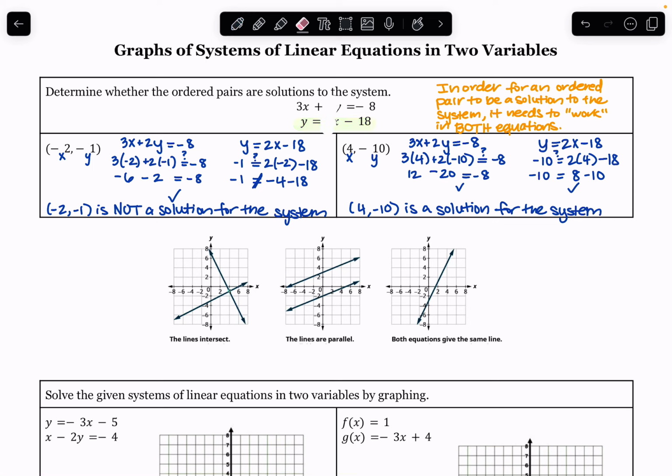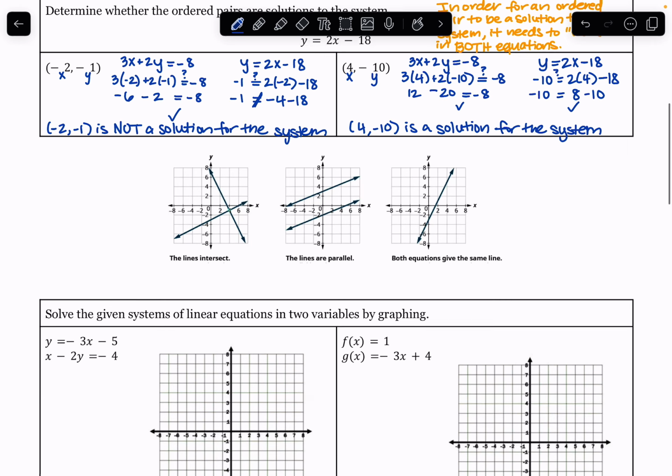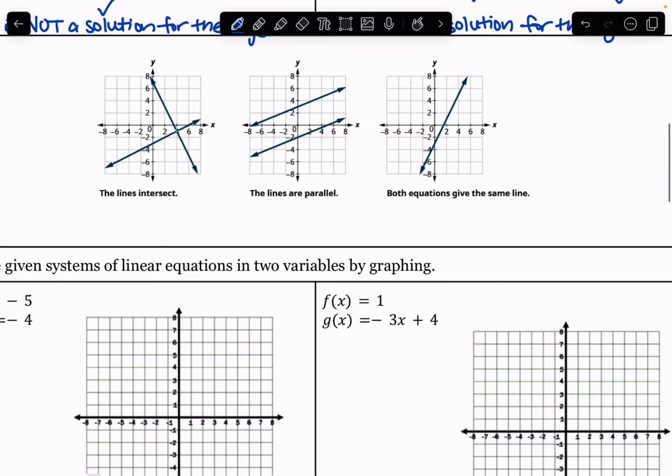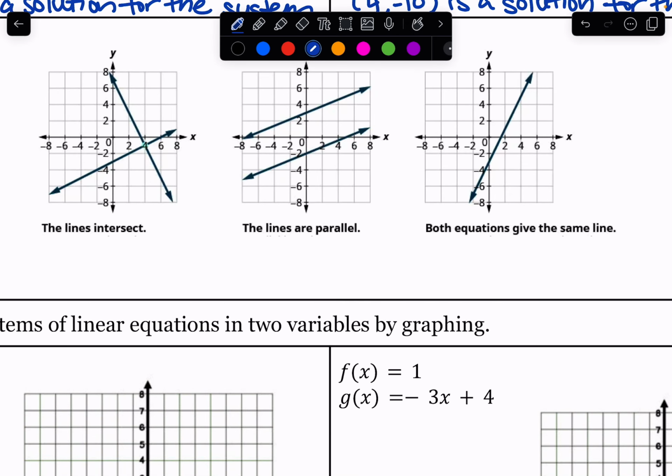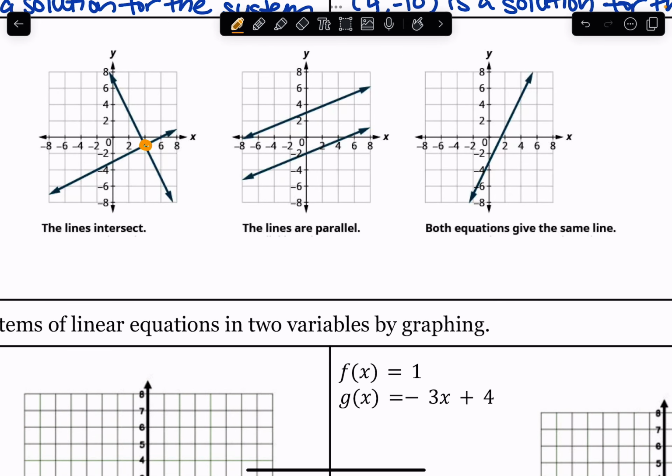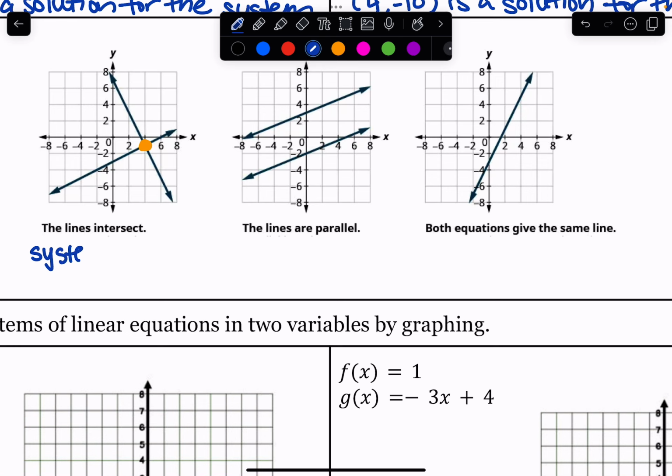Great. Okay, so this video is really about what that looks like graphically. And so there's 3 scenarios that could happen if we're looking at graphs of these. The first scenario would be that the lines intersect. So if the lines intersect right there, for example, that means that the system has one solution. And it would just be that orange dot right there.